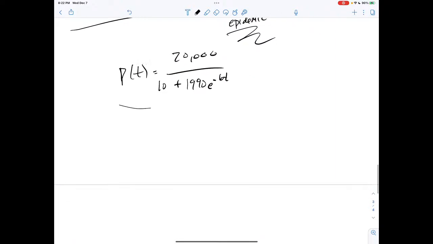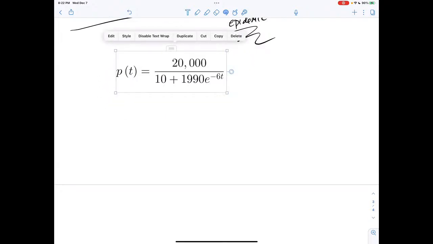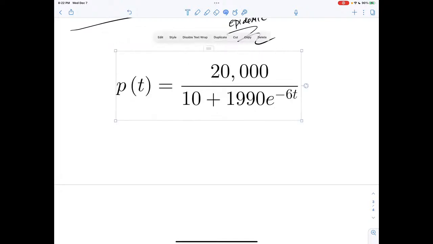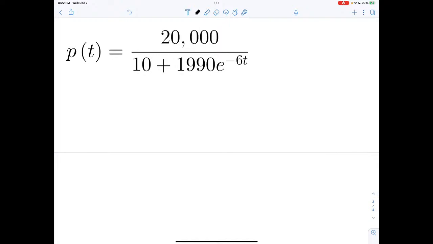Actually, let me see if I can do this. Oh, that looks nicer. Oh, I wish I could do that in class. Look at that. Legible.